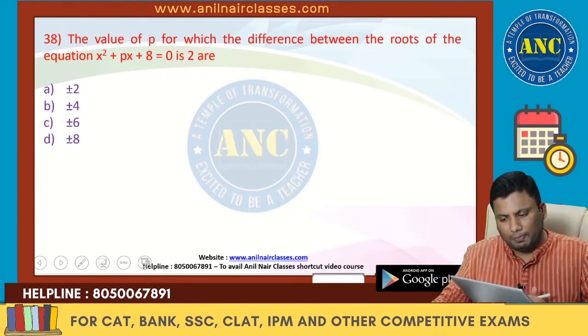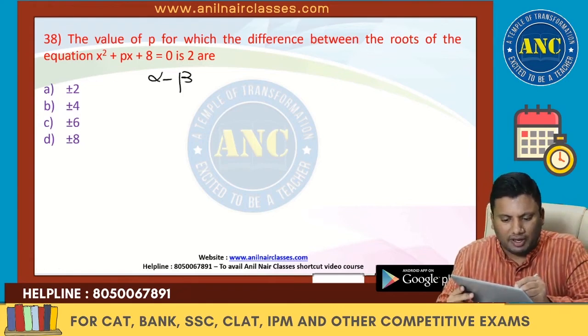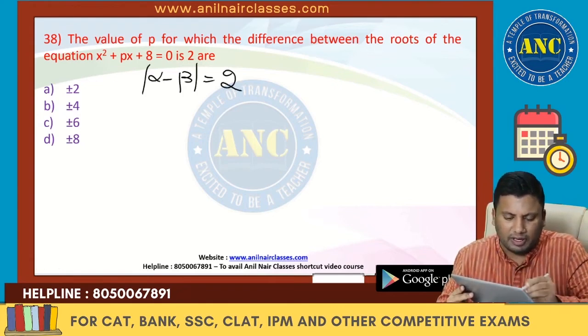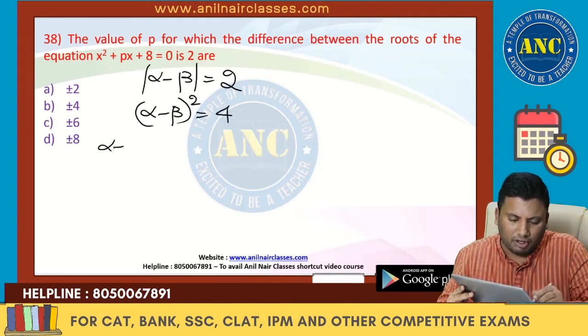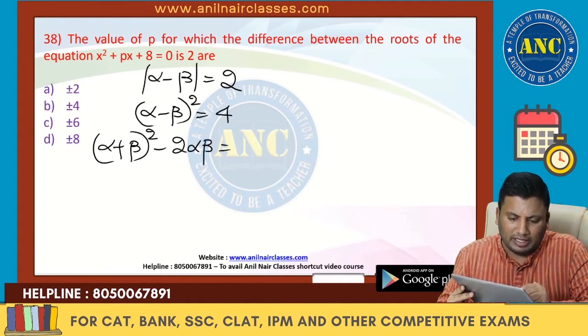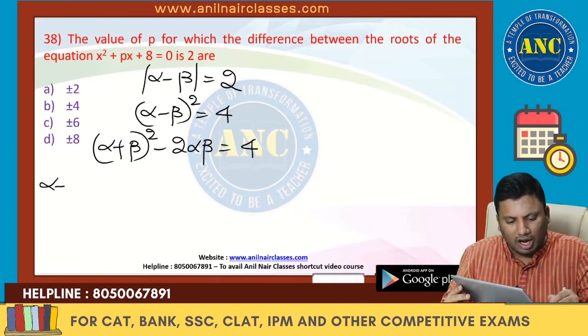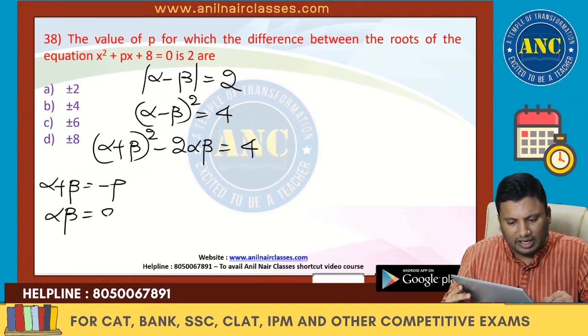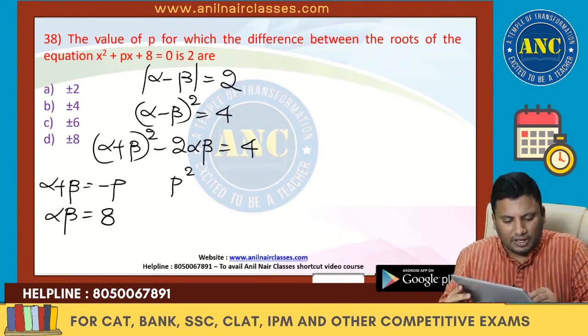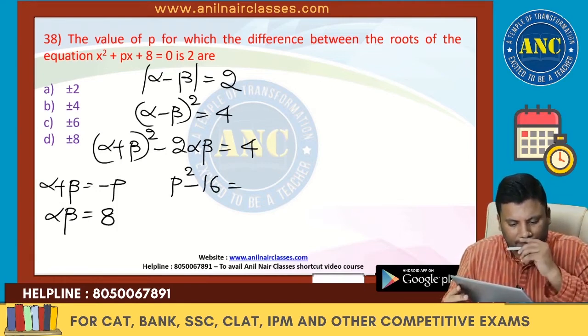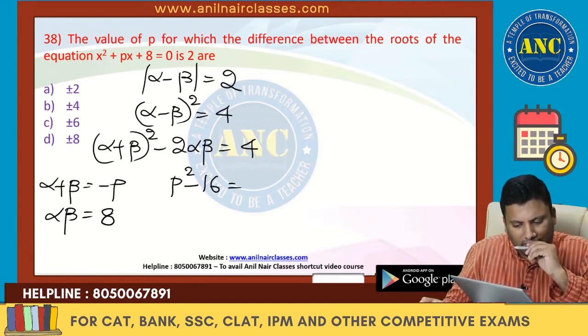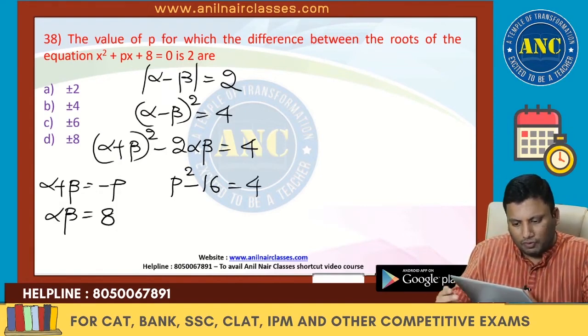Find the value of p for which the difference between the roots of the equation is 2. Alpha minus beta, it is nothing but 2. Alpha minus beta square is nothing but 4. Alpha plus beta whole square minus 2 alpha beta is nothing but 4. Alpha plus beta, it is minus p. Alpha beta, it is nothing but 8. p square minus 16 equivalent to 4. 1 minute.